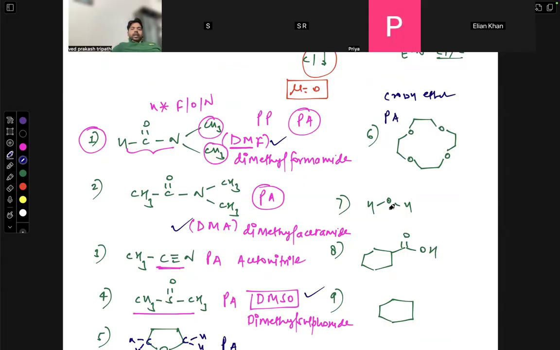Very good. What about H2O? Seventh one. Yes, this is PP, polar protic. What about this carboxylic one? Polar protic. Good job. What about the ninth one? Last one.